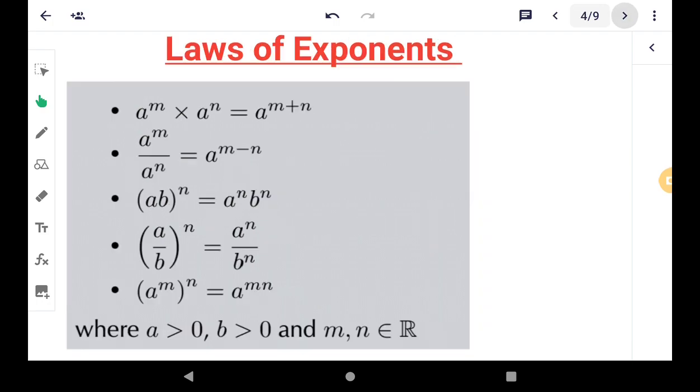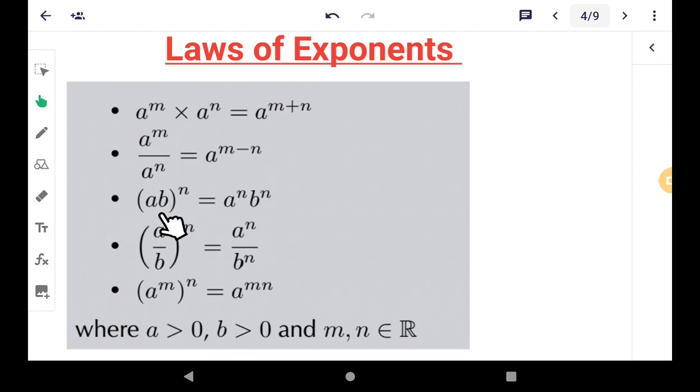Now let's look at some laws of exponents. The first law is that when you multiply powers of the same base, you add the exponents. When you divide powers of the same base, you subtract the exponents, but be very careful how you do that subtraction. You must subtract the index of the power at the bottom from the index of the power at the top. Not switch them around. It's not n minus m, it's m minus n. Very important, keep that in mind.